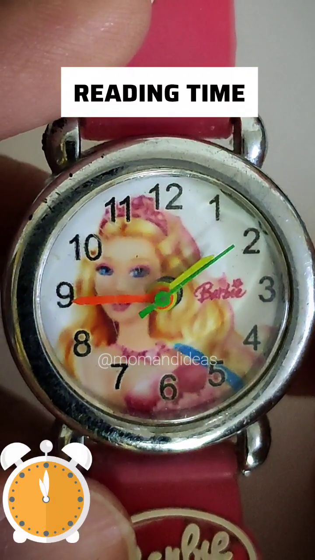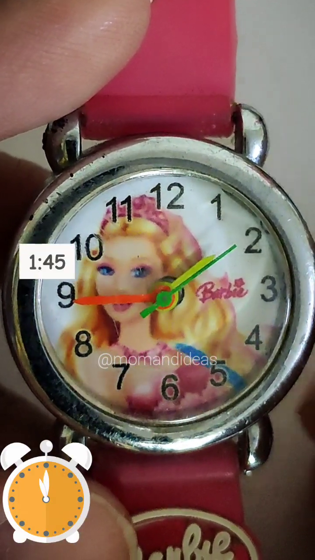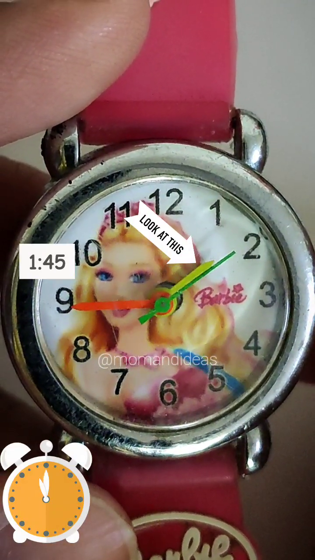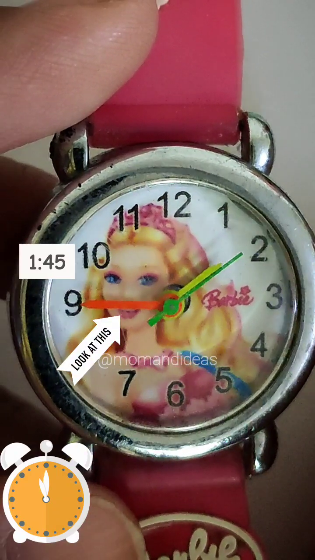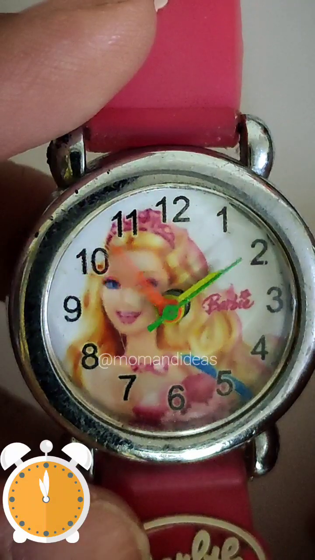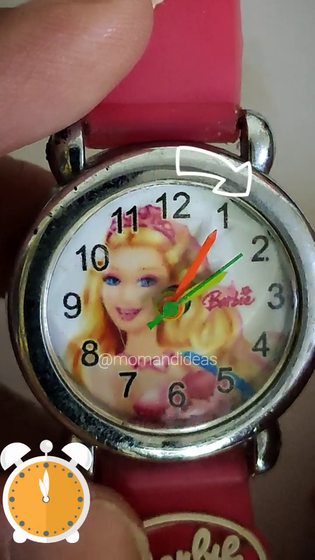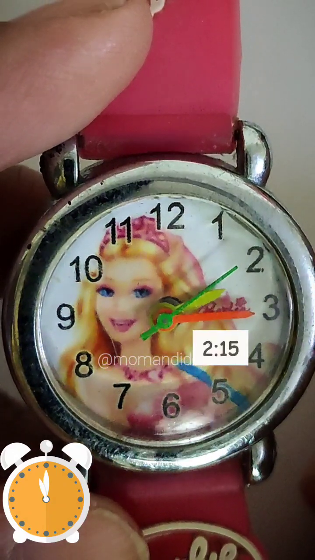The time now is 1:45. The hour hand, that is the light green one, has crossed 1 but not reached 2 yet. The minute hand is on 9, that is 1:45. When the minute hand crosses over 12 in clockwise direction, it becomes the next hour. So this will be 2:15.